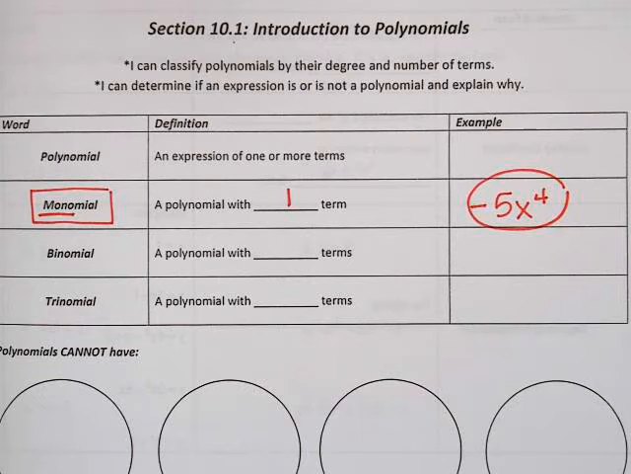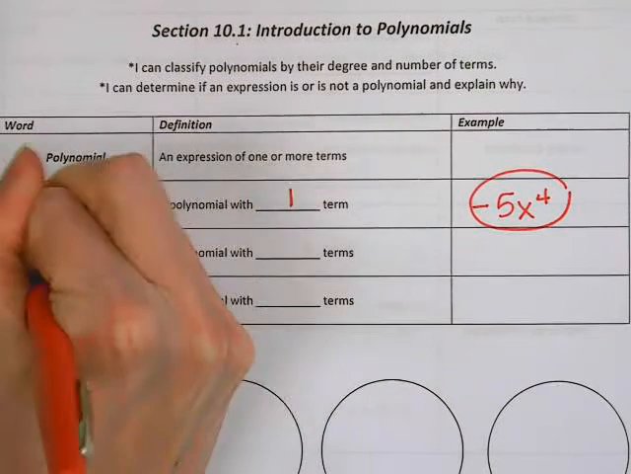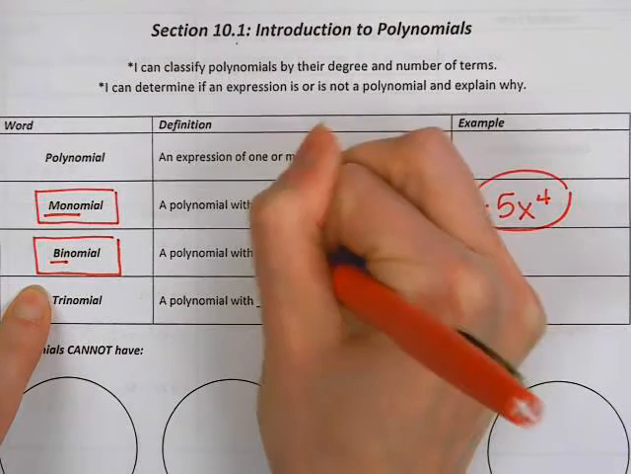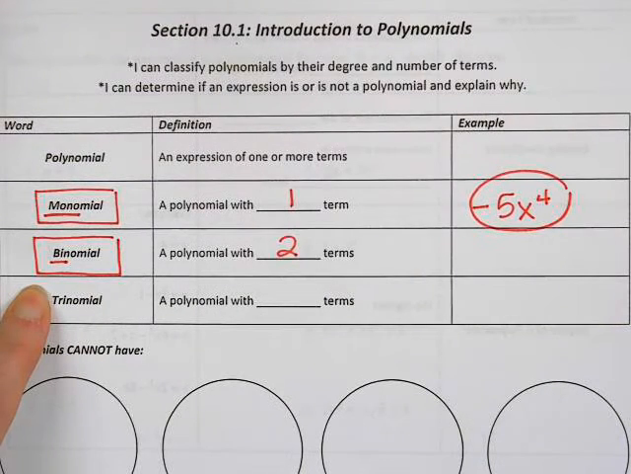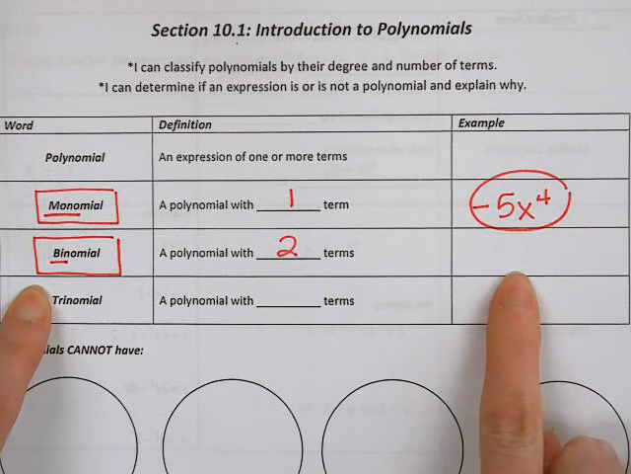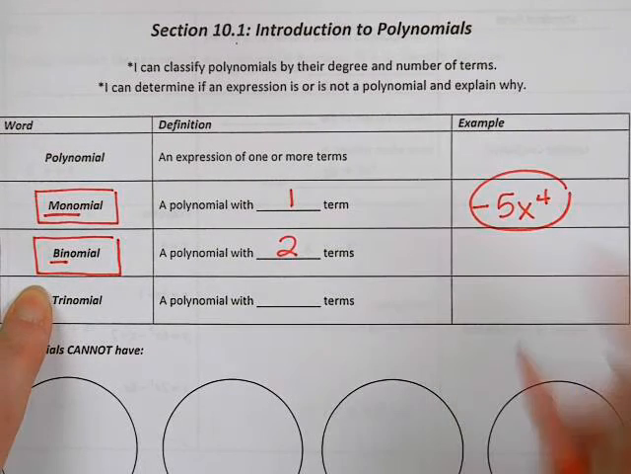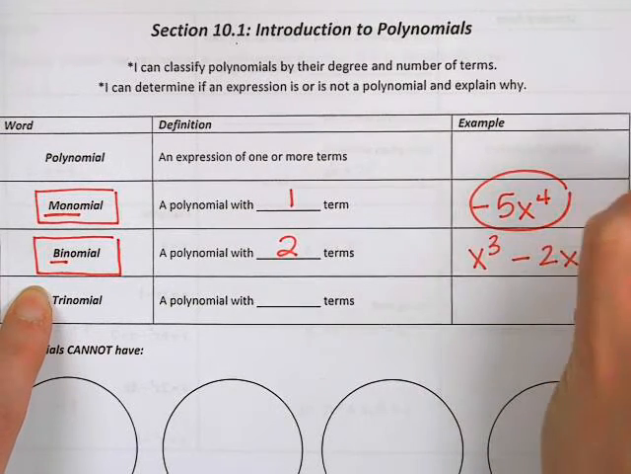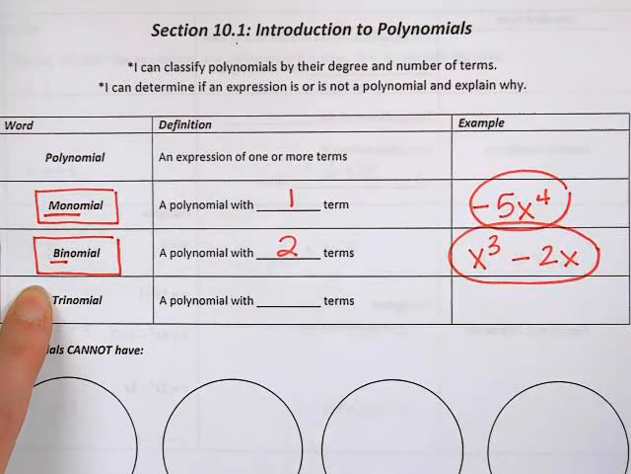And then a binomial, if you know the prefix bi means two, so it's a polynomial with two terms. So try to find on your sheet a polynomial with two terms. It could be that very first one, x cubed minus 2x. That would be an example of a binomial.